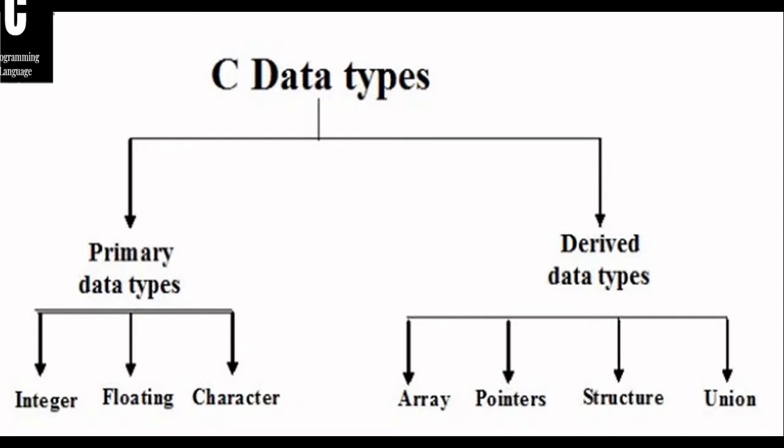Derived or structured data type means this data type is derived from the primary data types. Array means a collection of one of these data types. Pointer is another one. Structure means a collection of different data types. This collection of different primary data types is the structure. So, there is also the main type character.